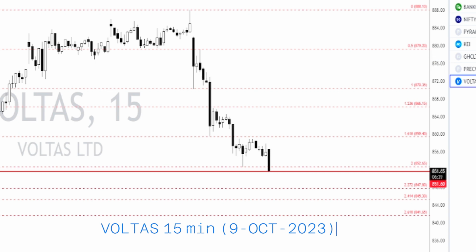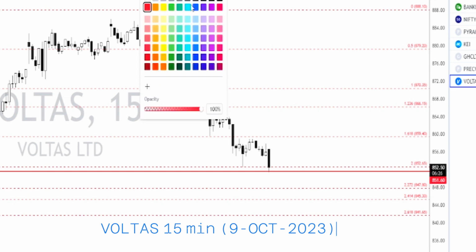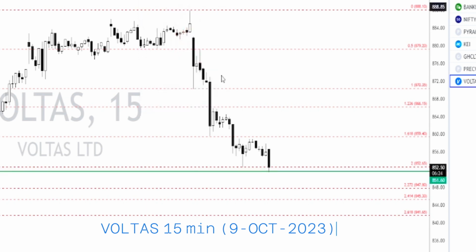So I took a shot here, and my target was in this line. Let me put it in another color. And you can check why I took that. The clue is in the daily chart.